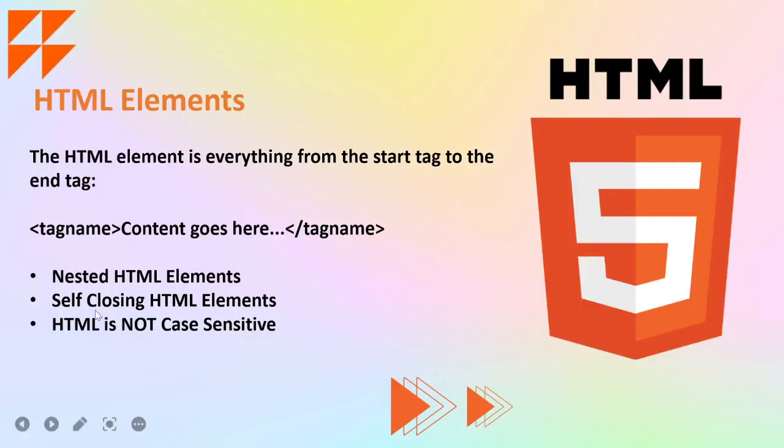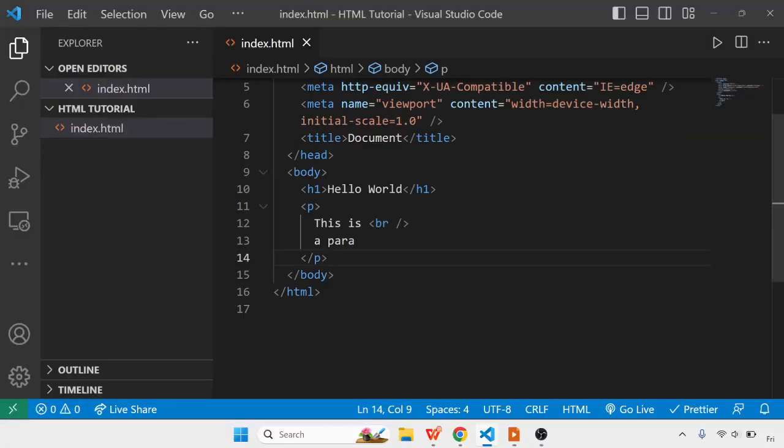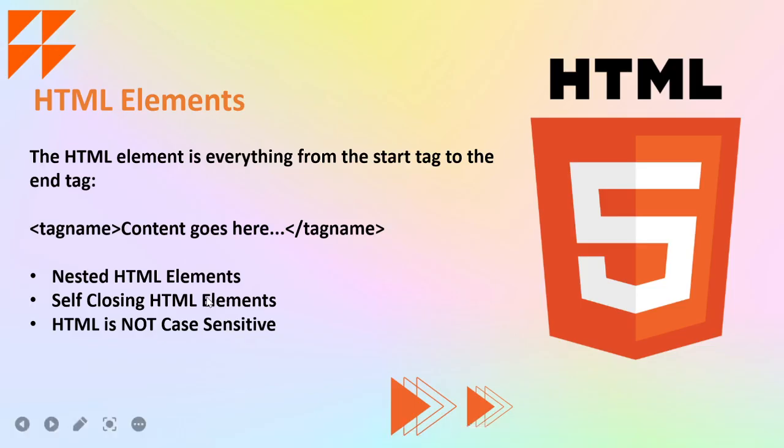Let's move ahead and look at some other important points related to HTML elements. Self-closing HTML elements: there is something called self-closing HTML elements. You can see that this BR does not have two different tags like an opening tag and a closing tag. It has only a single tag, which is a self-closing tag. But for the paragraph we have made use of two different tags, an opening and a closing paragraph tag. So in HTML we have some tags which are self-closing elements.